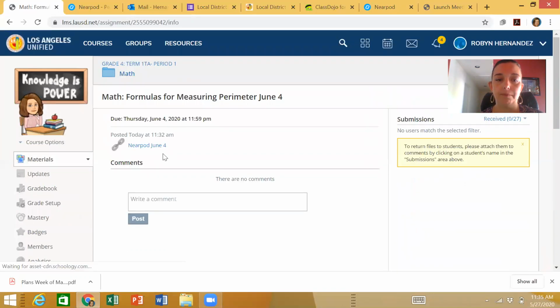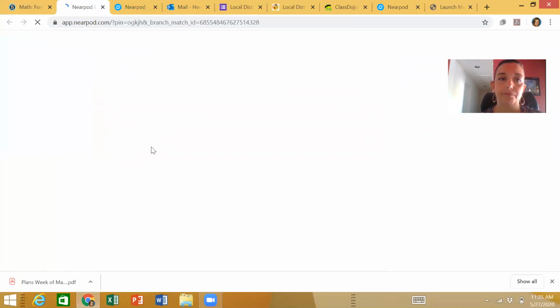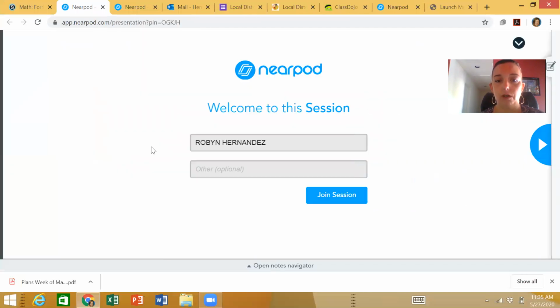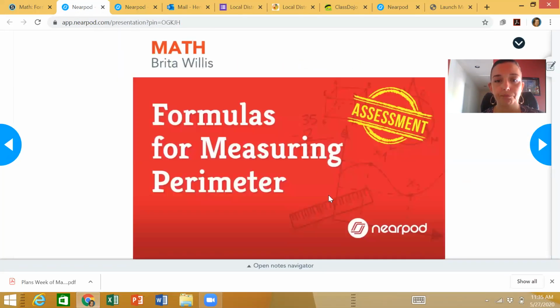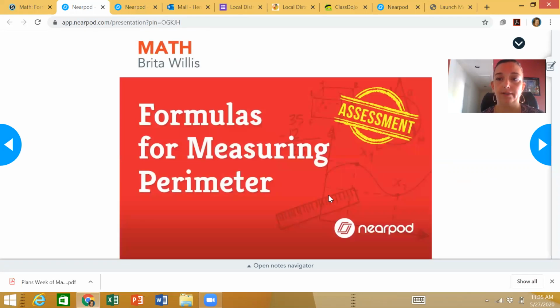When I click on that assignment, you're going to see that there is a Nearpod link, Nearpod June 4th. I'm going to click that Nearpod link, and it's going to take me to the Nearpod assignment. First, you're going to put your name in. Make sure you put your first and your last name because all the 4th graders will be joining the same session. So please be sure that you put both your first and last name and then click Join Session. And here's the Nearpod lesson.